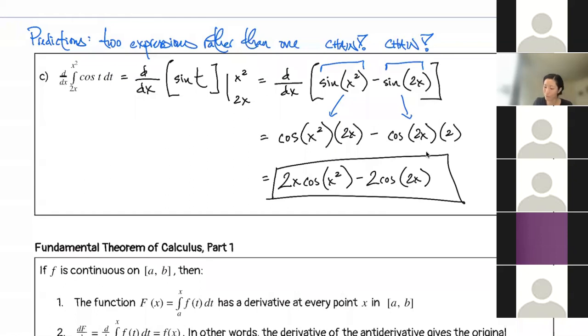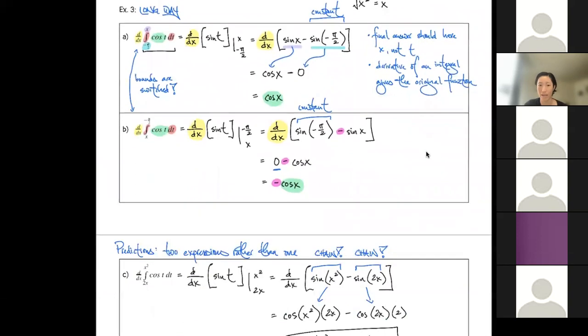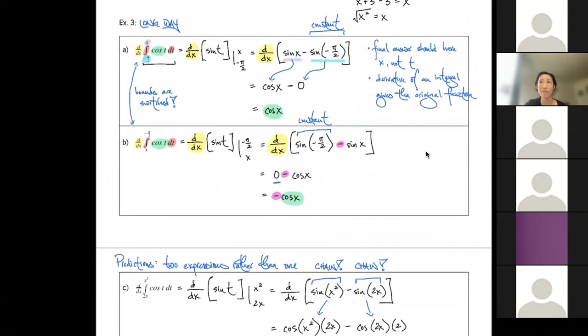All right, so before break, we took a very in-depth look at a long way to find the derivative of the antiderivative. And we made some really important connections that our final answer should have X's and not T's, and that at a more fundamental level, the derivative of an integral will give you some variation of your original function. Now, what that means is we still need to consider whether our answer is going to be positive or negative. So that's one layer to consider.